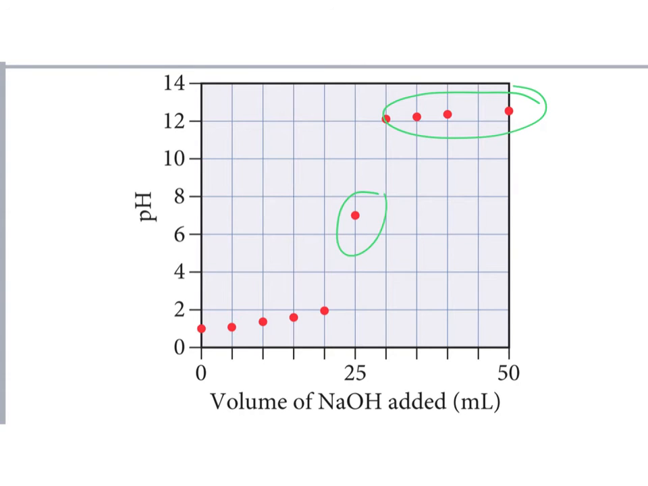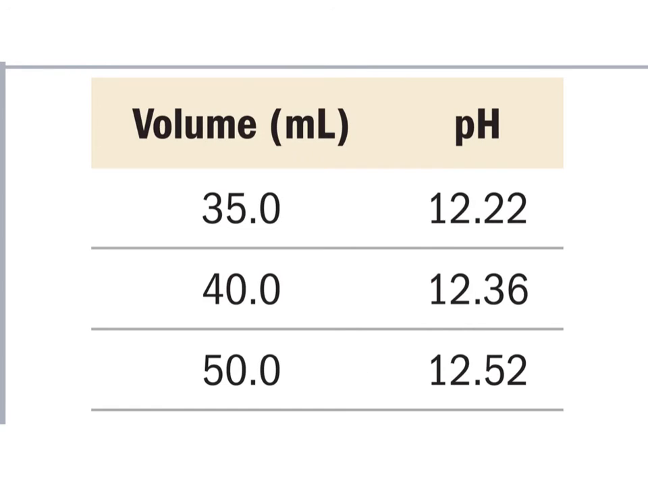What about this point, right? Well, at the equivalence point, any strong acid, strong base titration, the pH is going to be 7. Here are those pHs for the excess. 35 mils goes up to 12.22, at 40, 12.36, at 50, 12.52.